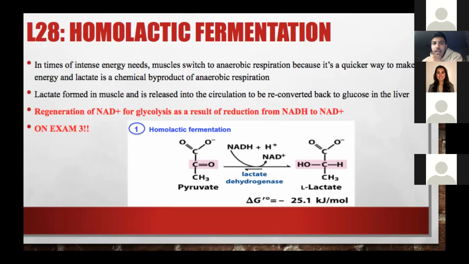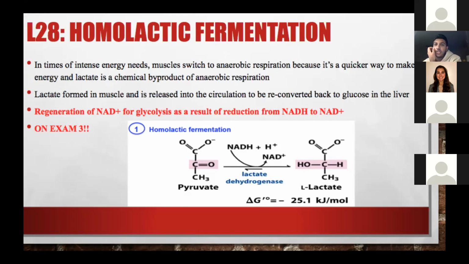on test day. And I'll explain why, because it's really important in undergoing glycolysis again. So you have something called homolactic fermentation, right? If you do a HIIT workout, a high intensity interval workout, you need a lot of energy. These muscles are typically going to switch to anaerobic respiration because it's quicker to make energy. As a result, you're making lactate as a byproduct of anaerobic respiration without oxygen. And so lactate is going to be formed in your muscles.